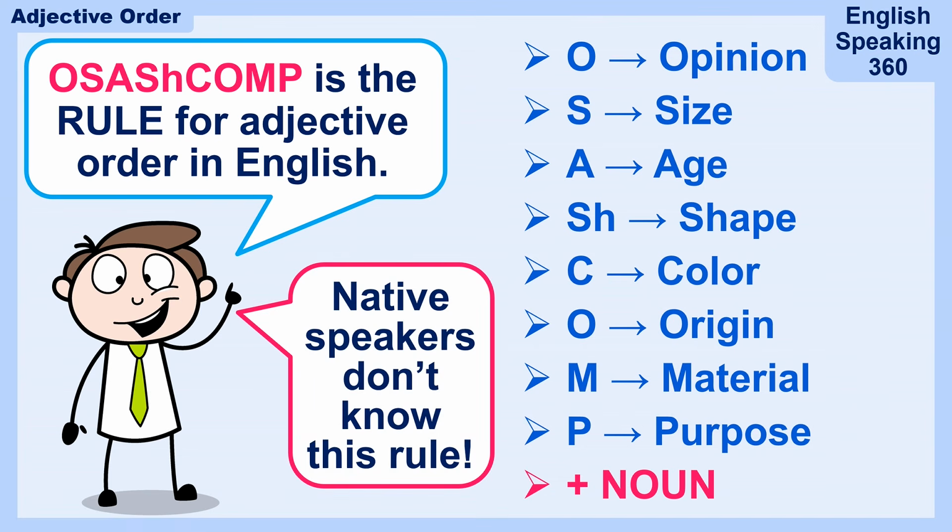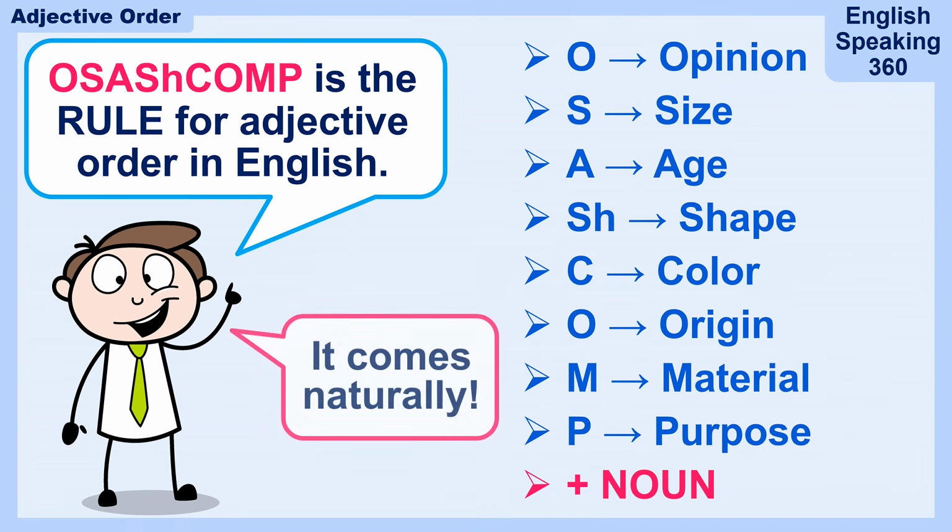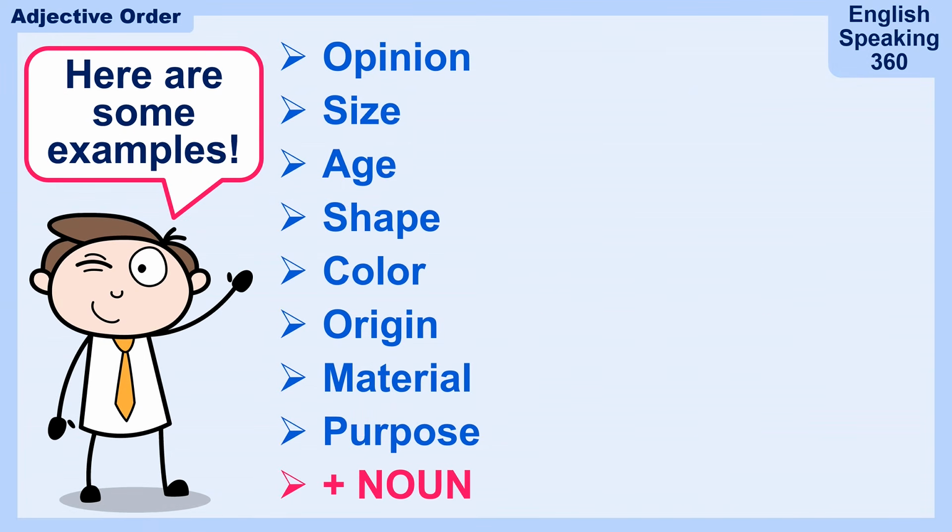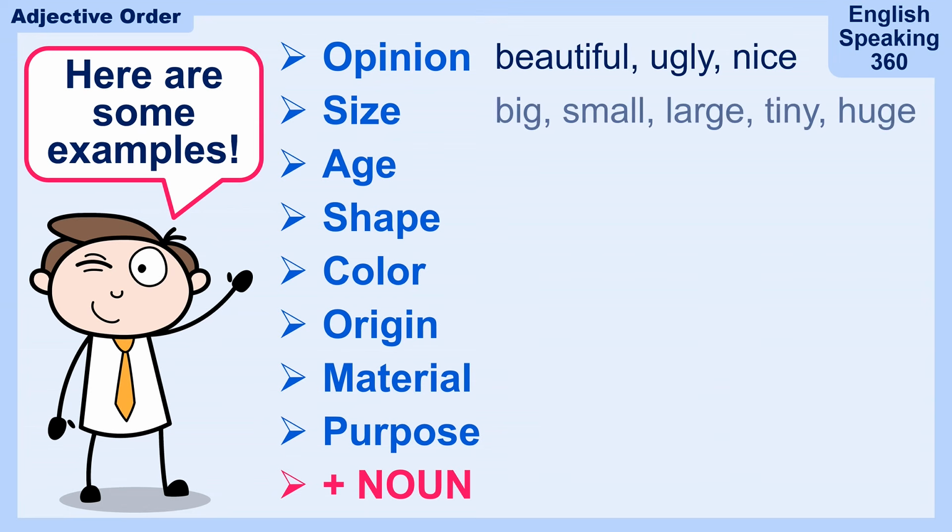Now, like I said, native speakers don't know this rule because it comes naturally. We don't study this in school. But if English is not your native language, maybe OSAShCOMP is useful for you. Here are some examples. For opinion, beautiful, ugly, nice. These are opinion adjectives. For size, big, small, large, tiny, huge.